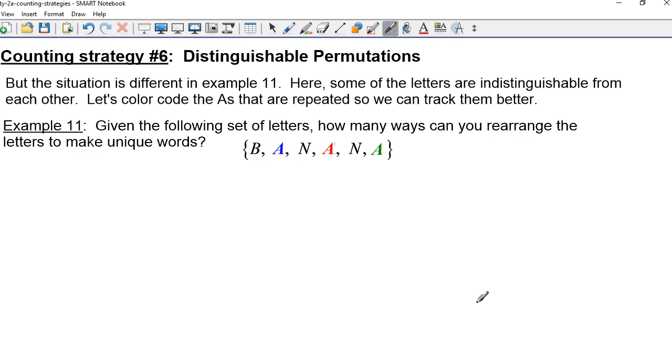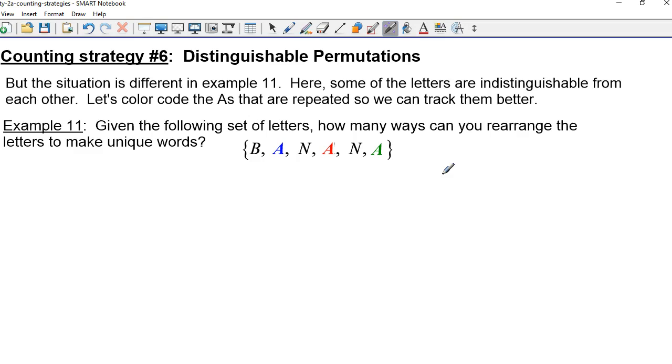Okay, but in example 11, the situation is different. We have the letters in the word banana, right? But the N's and the A's have more than one symbol that are the same. And that means that we could rearrange them, and in some cases we'll get another word where the letters have been swapped, but we won't be able to tell that that's happened.